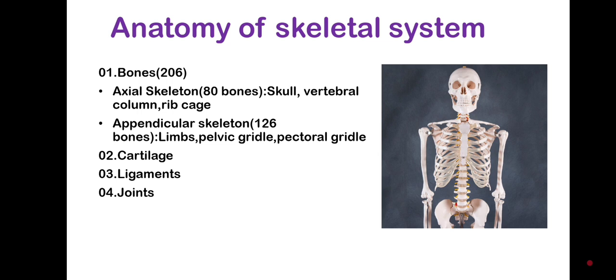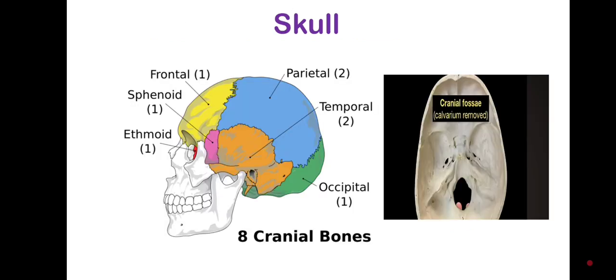So today let's learn about the skeletal system. The human skeletal system is made out of 206 bones with cartilages, ligaments and with the joints. So the bones have two components. They are the axial skeleton and the appendicular skeleton. So this axial skeleton has 80 bones with the skull, vertebral column with the rib cage, and the appendicular skeleton has 126 bones, so it's comprised of the limbs, pelvic girdle and the pectoral girdle.